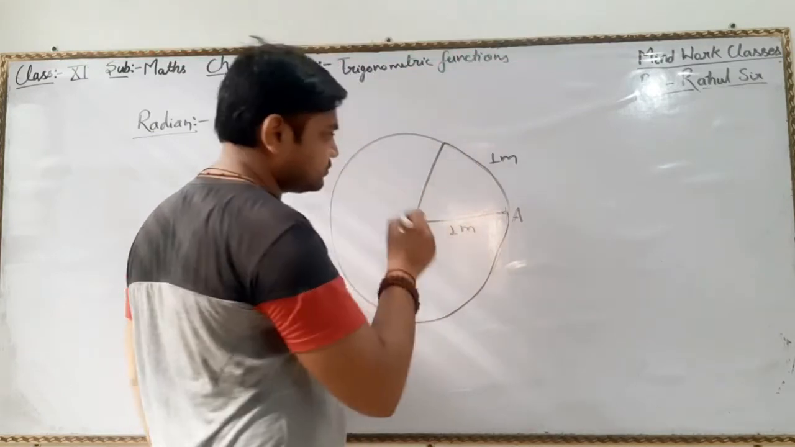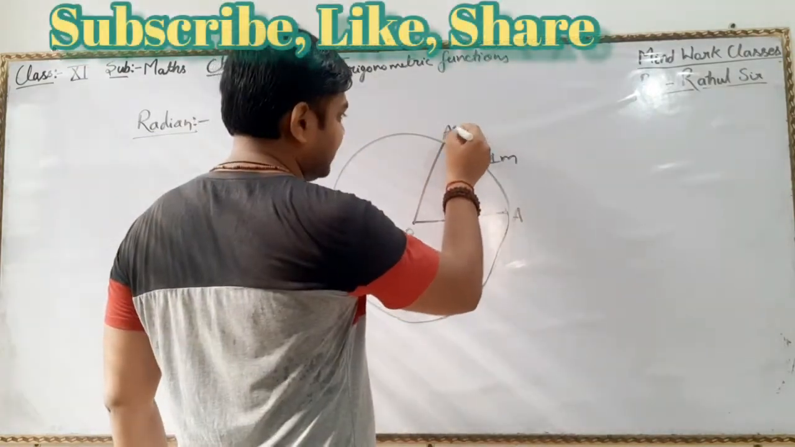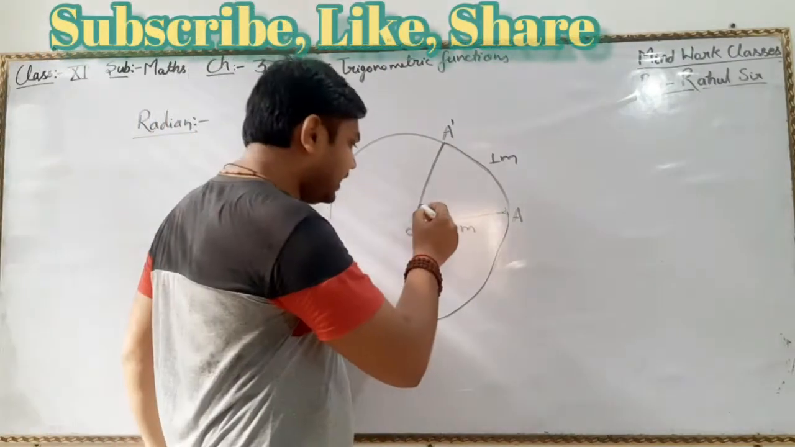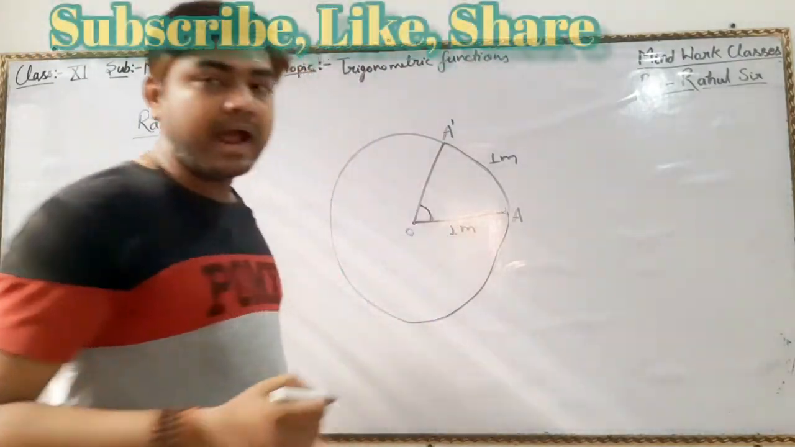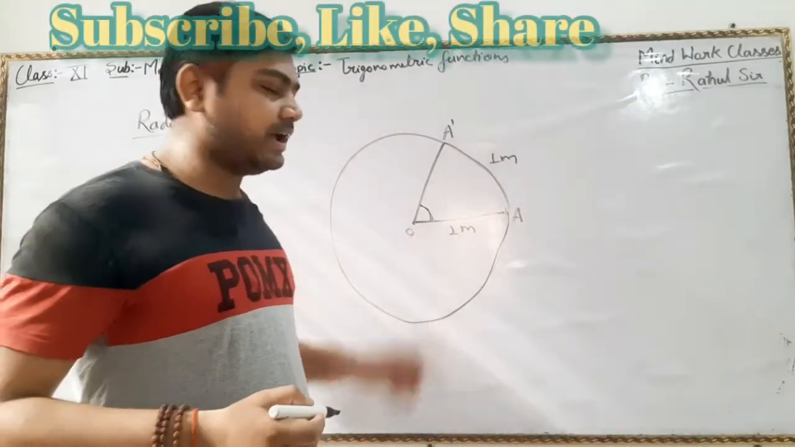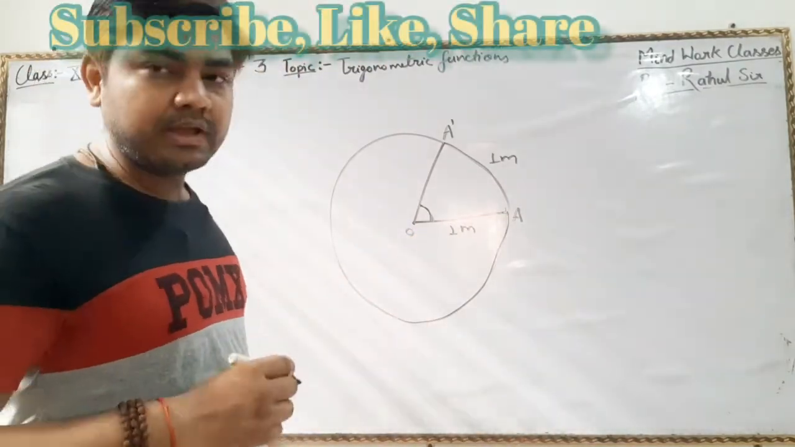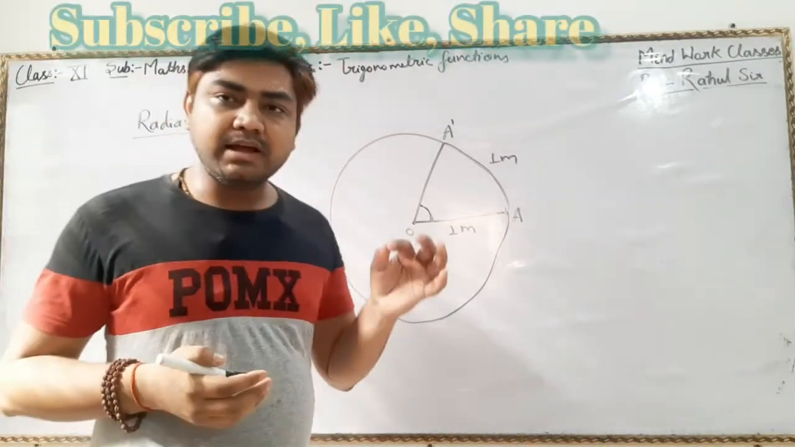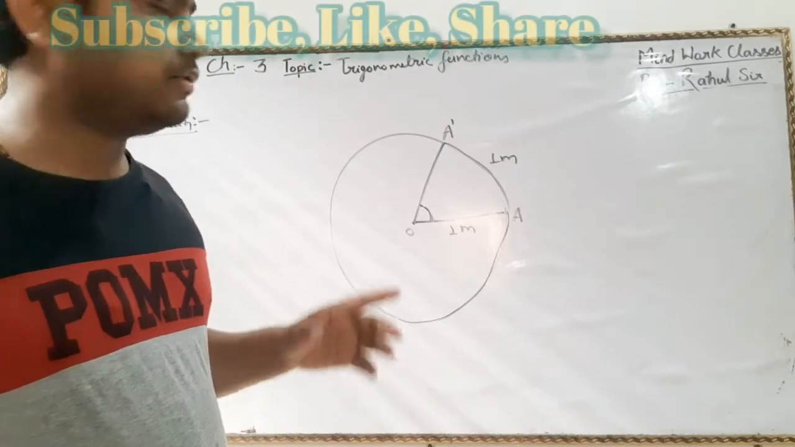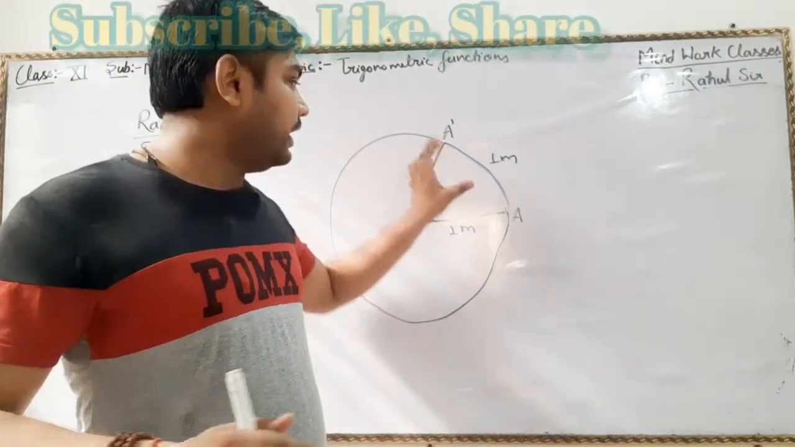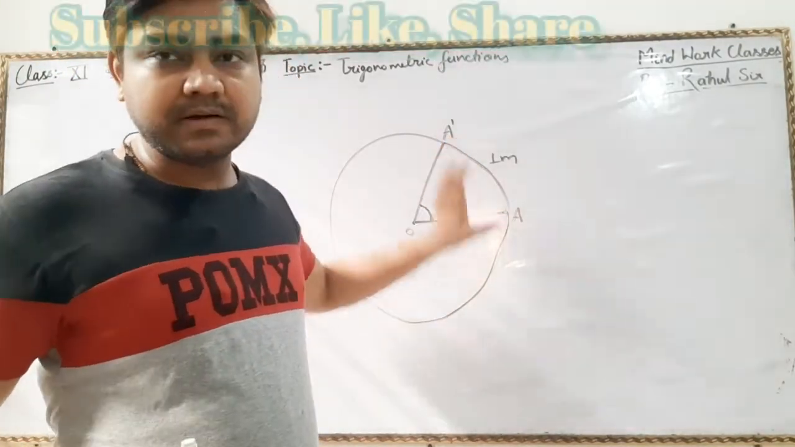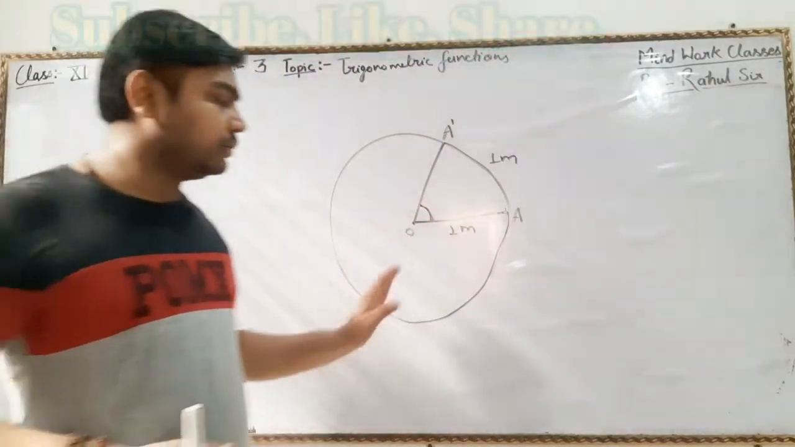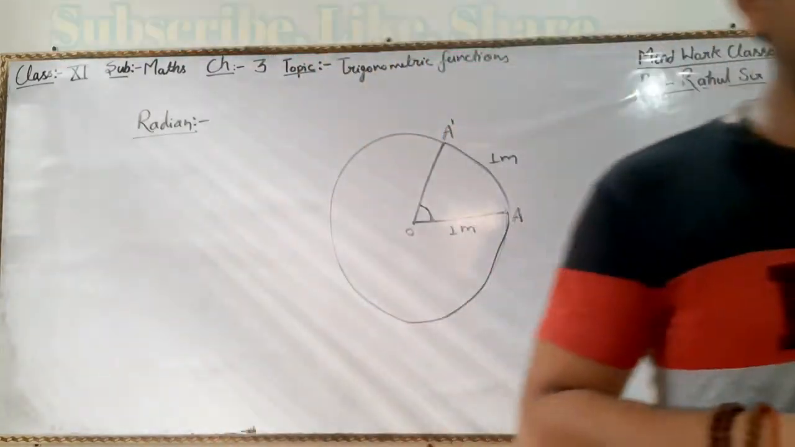Join these two points, and let us say this is A and this is A dash. So the angle formed at the center is known as 1 radian. What do we understand by 1 radian? 1 radian is the angle formed by a circle of radius 1 meter with a 1 meter arc. So the angle formed is 1 radian. This is called 1 radian angle.